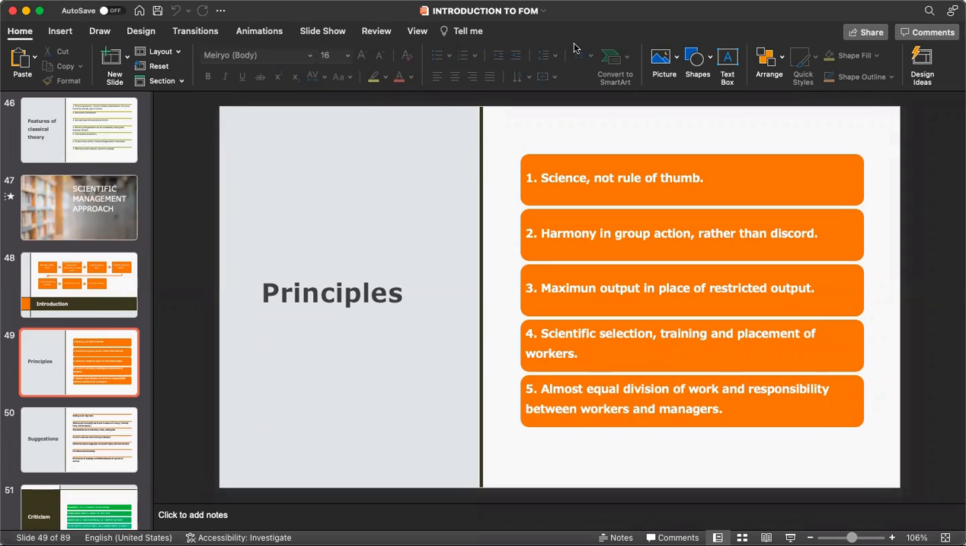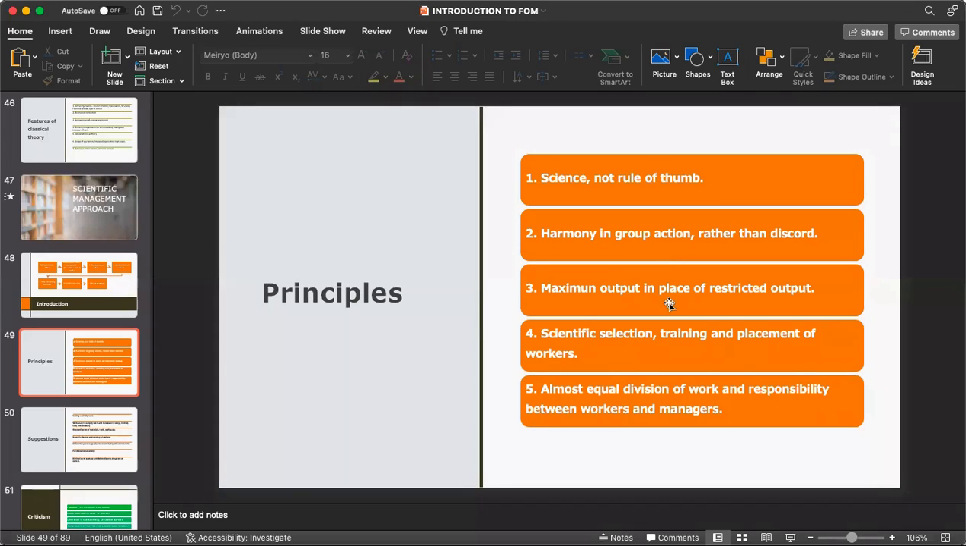Second, harmony in group action rather than discord. It means that the company must always work in coordination, in a group, in a team, so that by integrated effort only, the company can achieve the target or the vision of the organization. A single individual cannot achieve everything. That is called harmony in group action rather than discord.